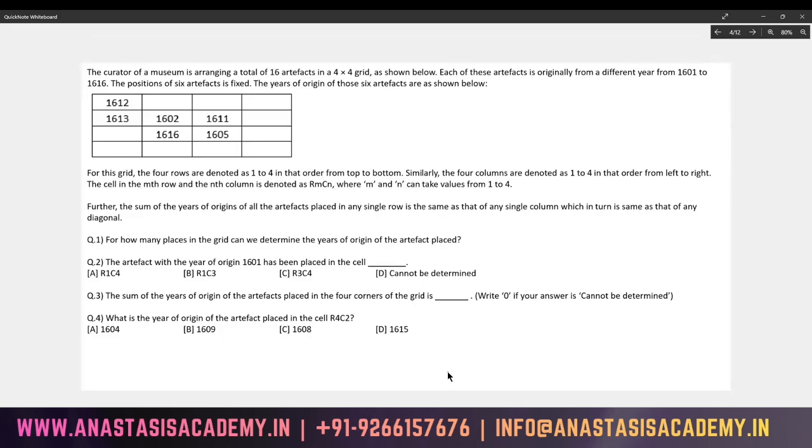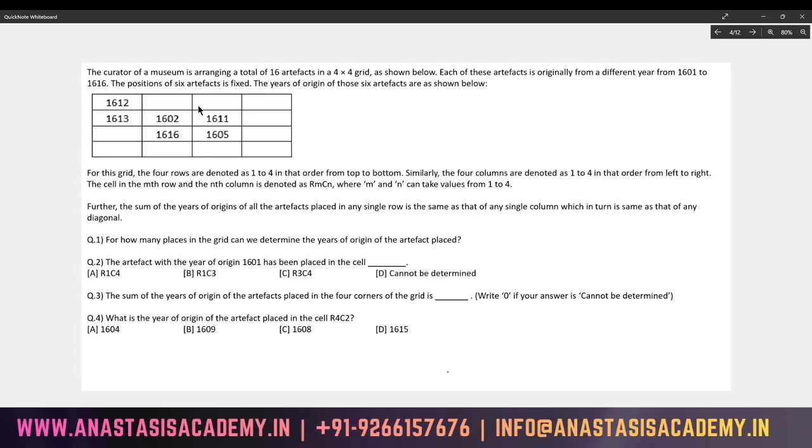Let's look at this set. The curator of a museum is arranging a total of 16 artifacts in a 4 by 4 grid, as shown below. Each of these artifacts is originally from a different year, from 1601 to 1660. The positions of 6 artifacts are fixed. The years of origin of those 6 artifacts are as shown below.